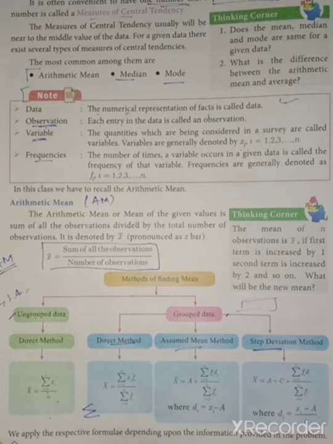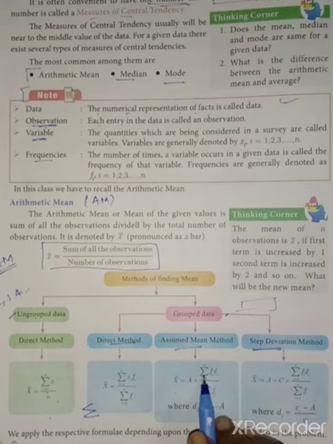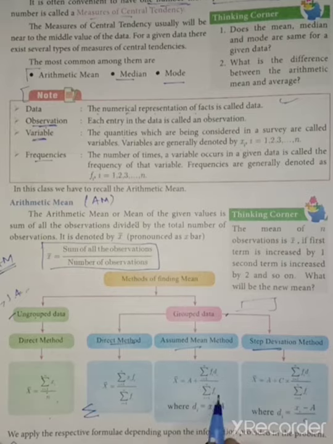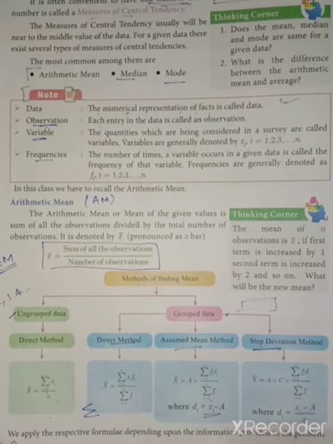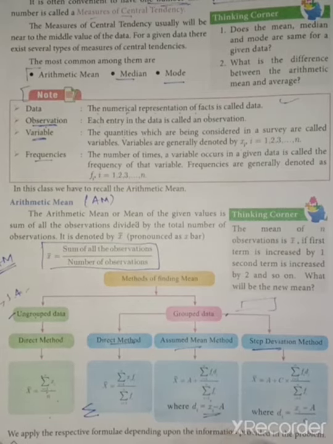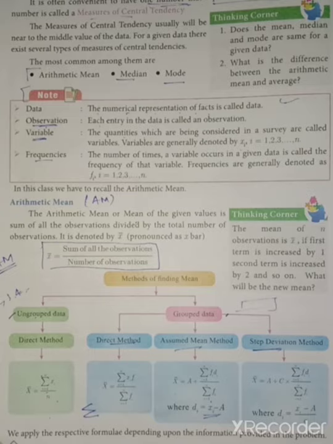For the assumed mean method, we have to take an assumed value in between the values, and we call that assumed value a. So x bar equals a plus summation i equals 1 to n fi di divided by summation i equals 1 to n fi. Here di is represented as xi minus a. If you subtract a from xi, we get d.